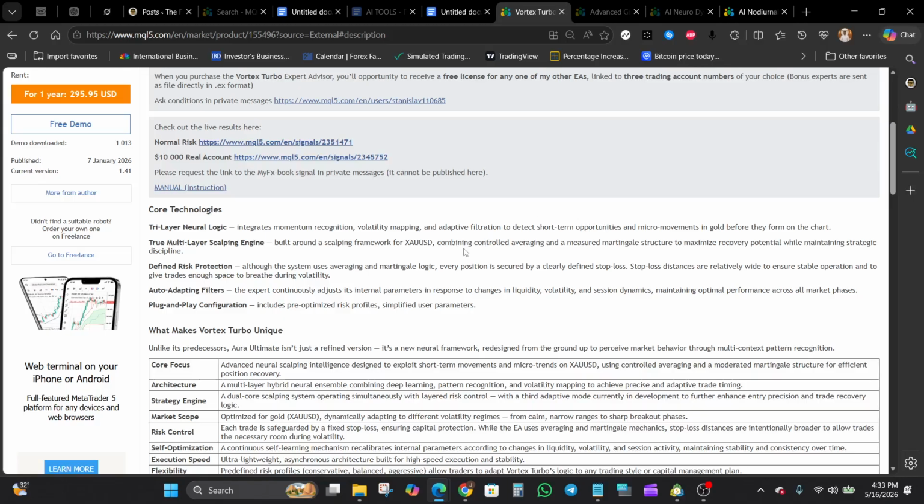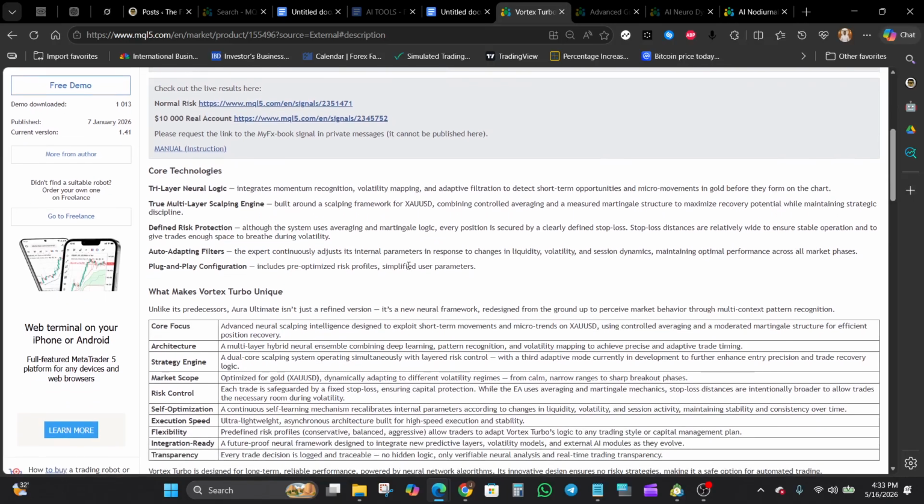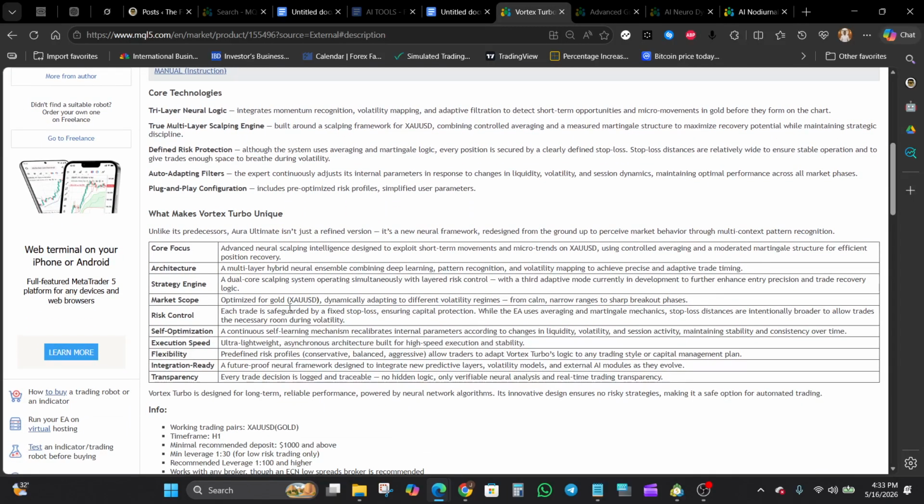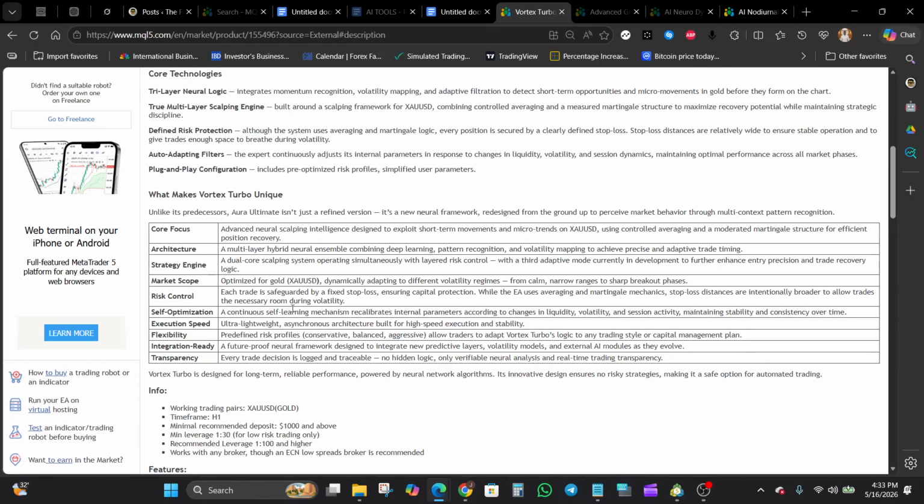The marketplace page also mentions adaptive filters that respond to changing volatility and liquidity conditions, along with pre-optimized risk profiles that are designed to simplify the setup process depending on whether someone wants a more conservative, balanced, or aggressive approach.